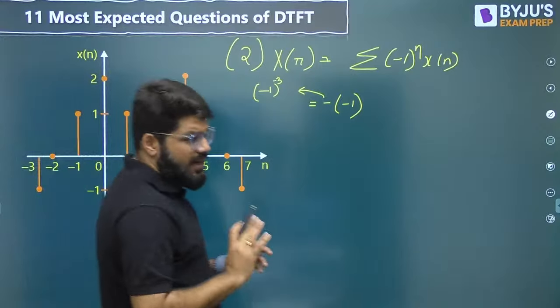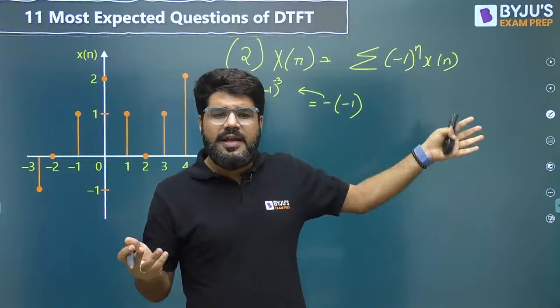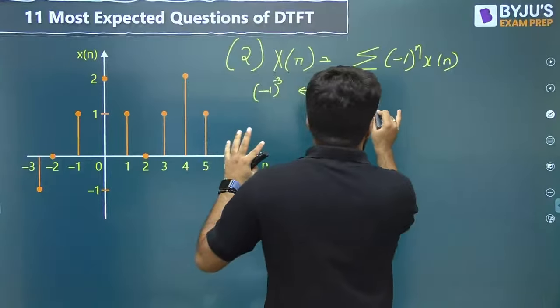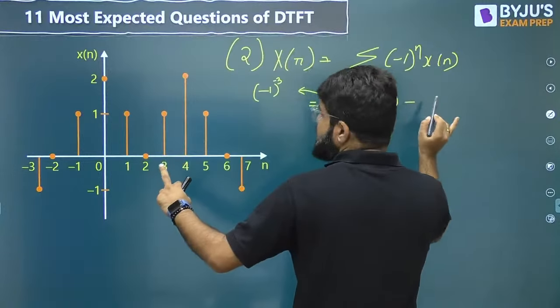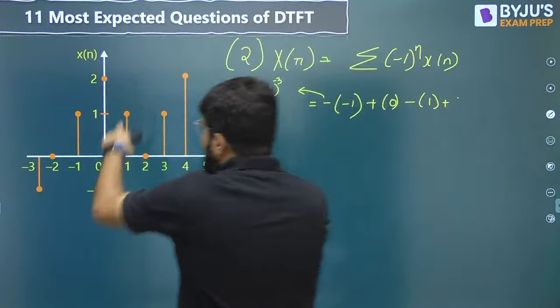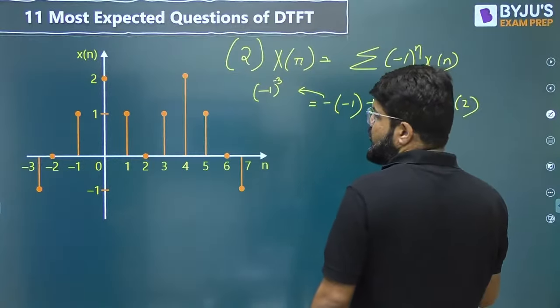So the first value is negative, and you don't have to take minus 1 to the power n every time. Take alternate signs. If the first one is with minus, the next will be plus, the next will be minus, and so on. So next will be plus of 0. Next will be minus of 1. Next will be plus of, as I told you, 2. Next will be plus of 2.